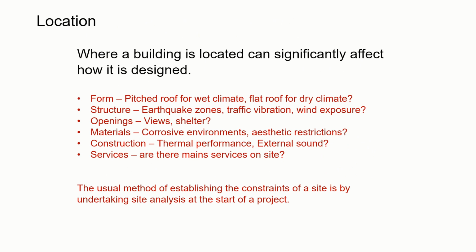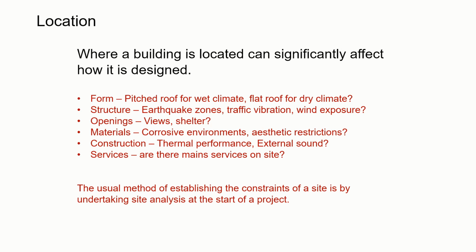So if we look at where a building is located, we should be able to understand that it has a significant effect on how that building is designed. Buildings in different parts of the world which have exposure to different weather or different seismic activity, different views, different availabilities of materials, and different traditions are built differently. Areas where there tends to be a lot of rain or snow would probably have a traditional pitched roof, whereas in a dry climate, a flat roof is more prevalent.